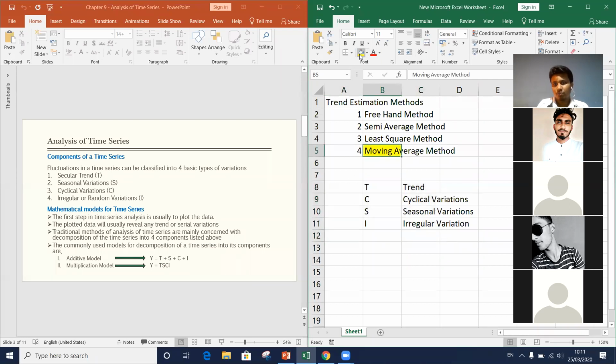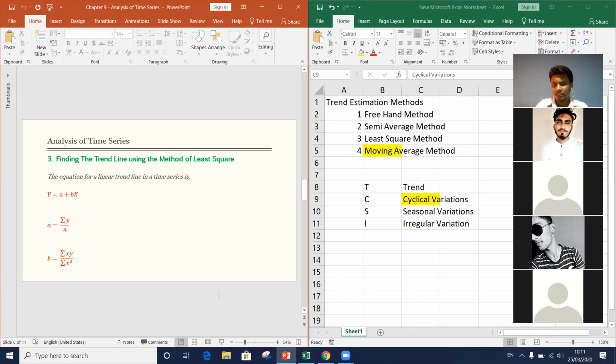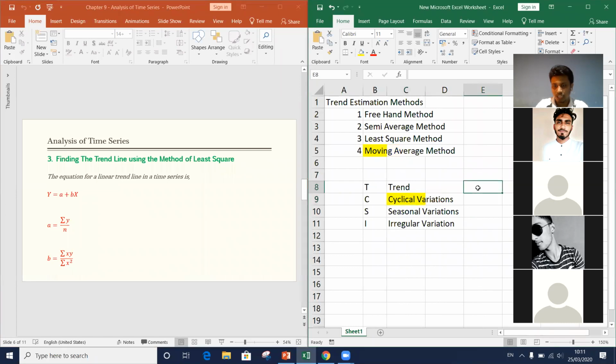When we talk about moving average method, this method is specifically used to eliminate the cyclical variations, right? Can you remember what it means by cyclical variations? Is it something that happens every year, or something that happens over a period longer than a year? Long term variation. Cyclical variation is a variation which we can observe between every 2 to 5 years, right?